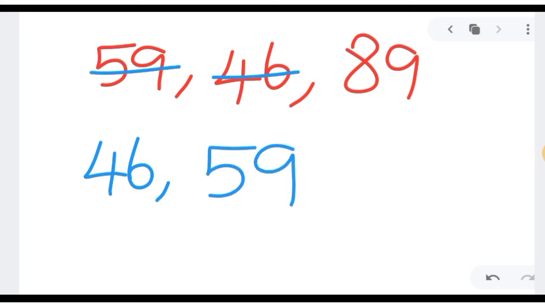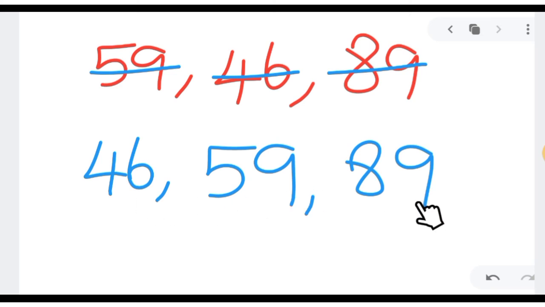We have written 59. So the remaining number is 89. Over. 46, 59, 89. We have arranged the numbers in ascending order. So ascending order, it seems what? Smallest to the biggest. The numbers from the smallest to the biggest.